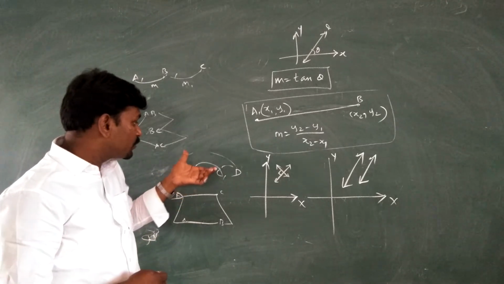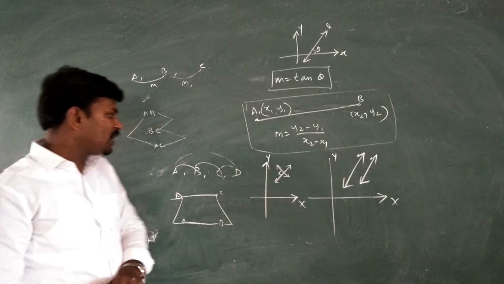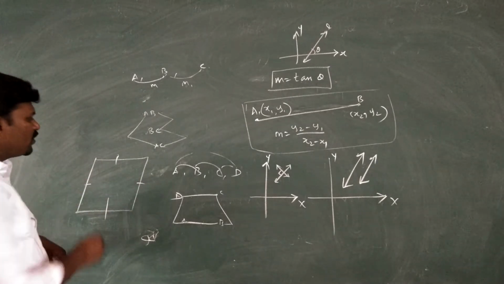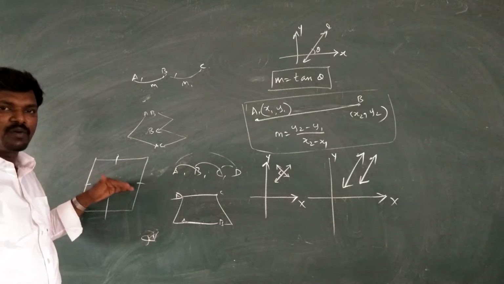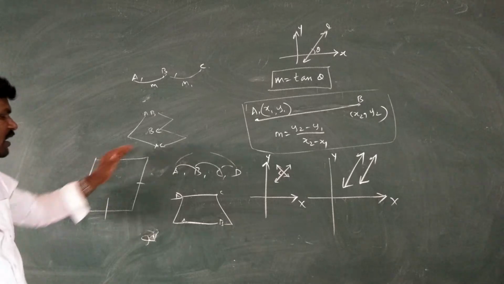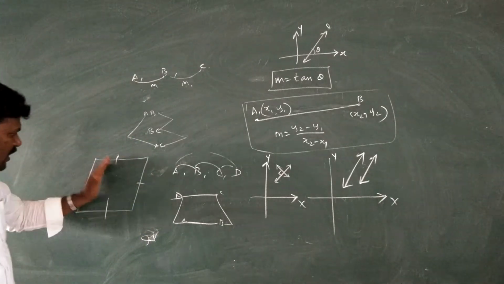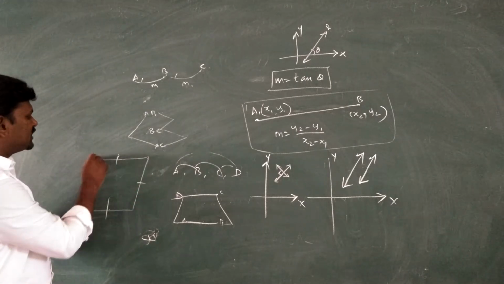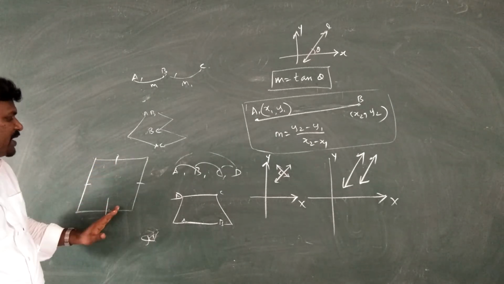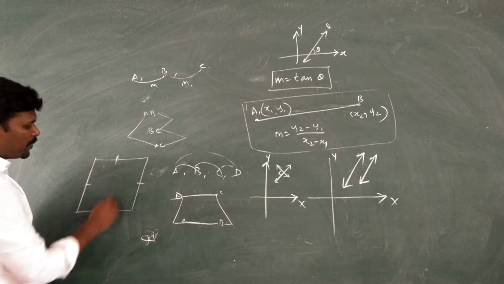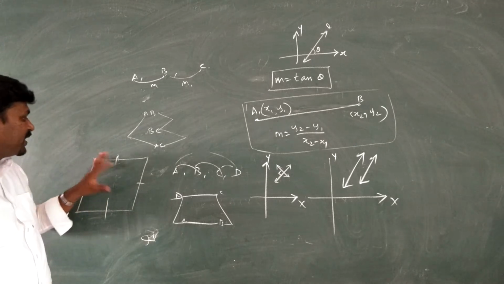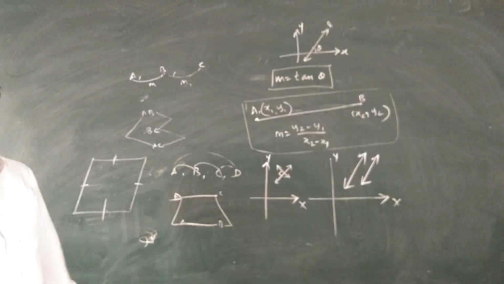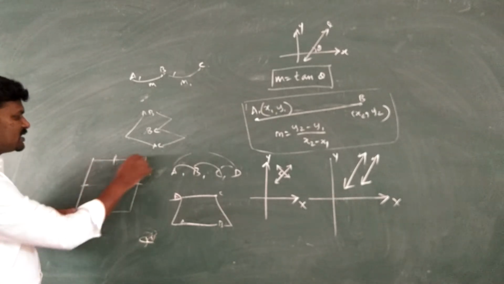If they are asking us to prove these points form a parallelogram, how will it be? These two sides will be parallel and these two also will be parallel. Whether it is a parallelogram, rhombus, square or rectangle, opposite sides are parallel, because rhombus, square and rectangle all come under parallelogram. So in that question, find the slopes of AB, BC, CD and AD. These two slopes will be equal and these two slopes will be equal. If two pairs of slopes are equal, they form a parallelogram. If one pair is equal and the other is not equal, that is a trapezium.